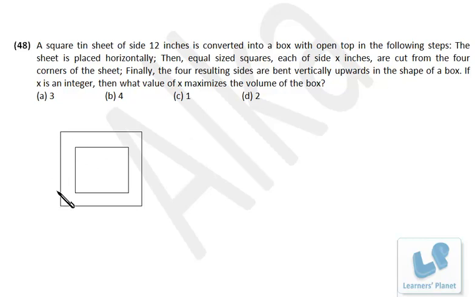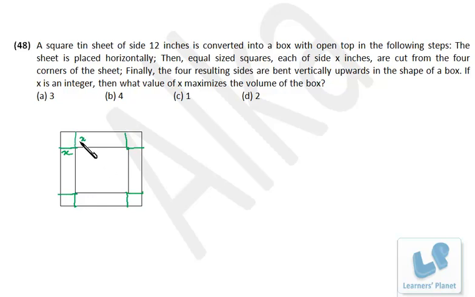Now suppose we have this square, and from this square we are cutting these squares from the four ends, right? Now if these four squares are cut, then if we bend it vertically upwards, we'll be getting a box. Now we wish to get the maximum volume of this box, so we need to find out the size of this square, or the length of the side of the square.